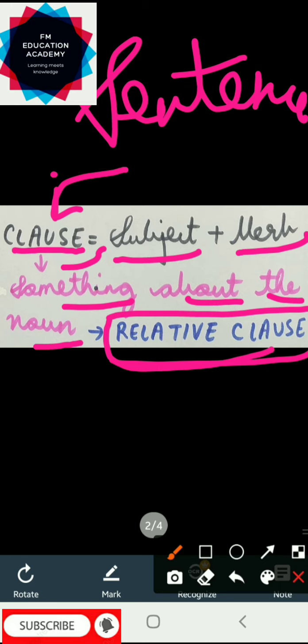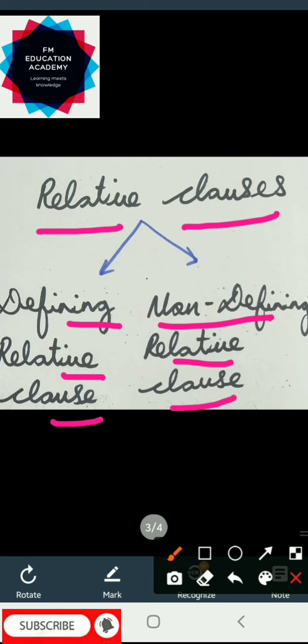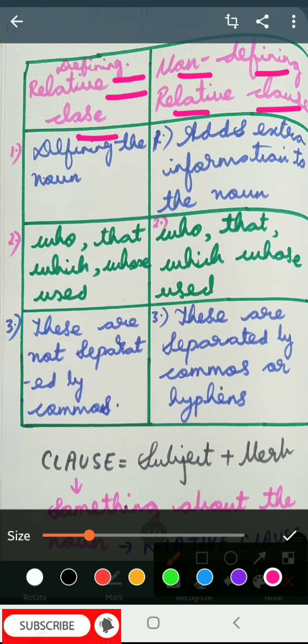Now let us see what the types of clauses are. There are two types of relative clauses: defining relative clause and non-defining relative clause, which you have in your syllabus. So I would like to say some basic points about them. A defining relative clause defines the noun. That is, it says what type of noun it is, what information the noun is giving.